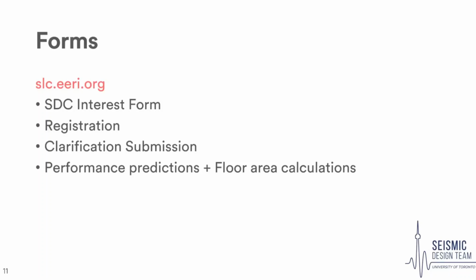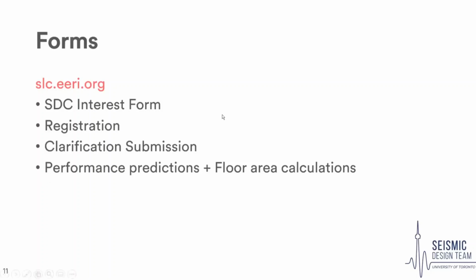There's a clarification submission form, and then there are your performance predictions, which is where you submit ahead of time what roof acceleration you think you're going to get and what roof displacement you think you're going to get for both ground motions, as well as your floor area calculations. Because how it works is you tell them what your floor areas are for each floor, and then they just use a ruler to verify that.